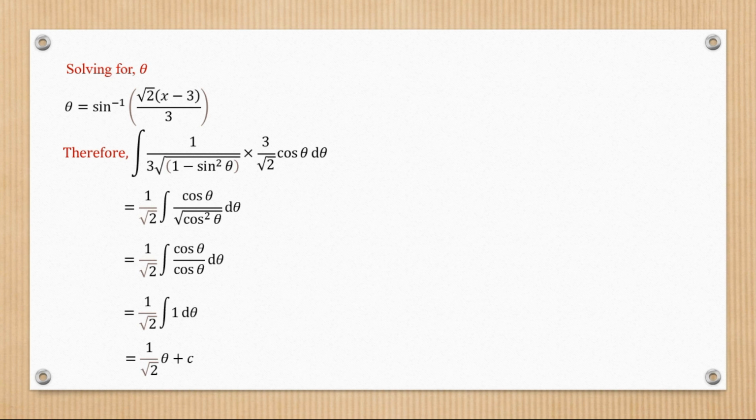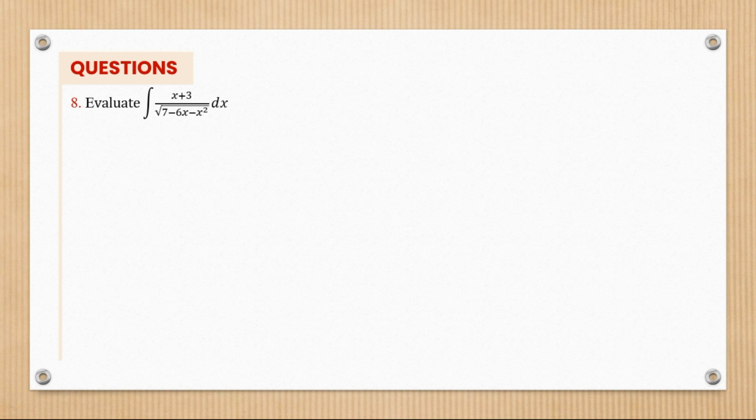So now I'll have a half. When I integrate that 1, I'll have a half, 1 over root of 2 theta plus c. But remember that theta is equal to sine inverse of (root of 2x minus 3) over 3. So when I substitute that back in, this is the answer I have: 1 over root of 2 sine inverse of (root of 2 times x minus 3 over 3) plus c, and this is the answer.